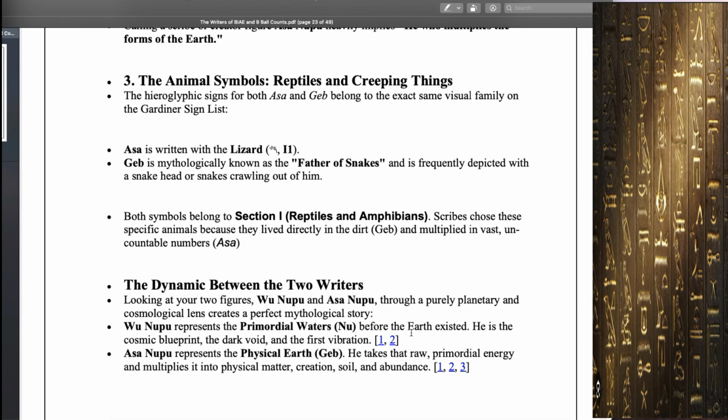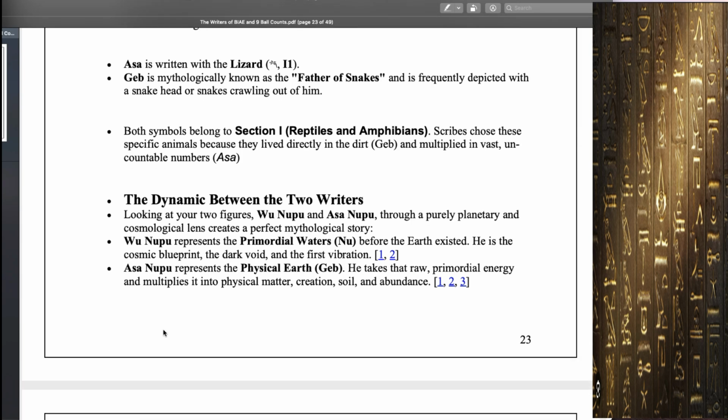All right. Wu Nupu represents the primordial water before the earth existed. Asa Nupu represents the physical earth. He takes that raw primordial energy and multiplies it into physical matter, creation, soil, and abundance. All right, actually, the sun does all of that. When the sun is self-created and self-grown, it then takes the chaotic matter that's around itself, out of the chaotic matter that was pre the making of the stars and all of that. The sun does all of that and puts the planet together.